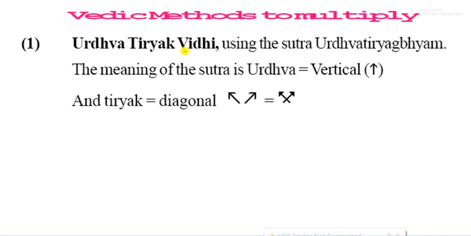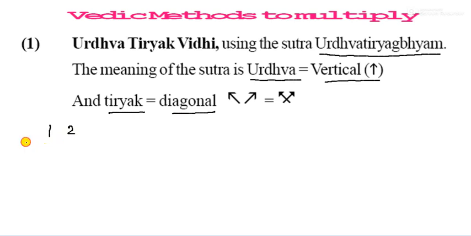The first method is Urdhva Tiryak Vidhi. That is the formula of Urdhva Tirgabhyam. This sentence is Urdhva Tirgabhyam. That means the sutra is Urdhva, that is vertically upward, and Tiryak, that is diagonally. So, what is the meaning of this one?